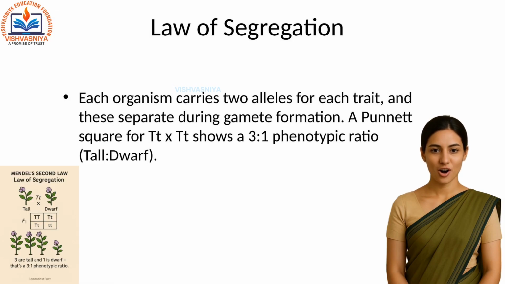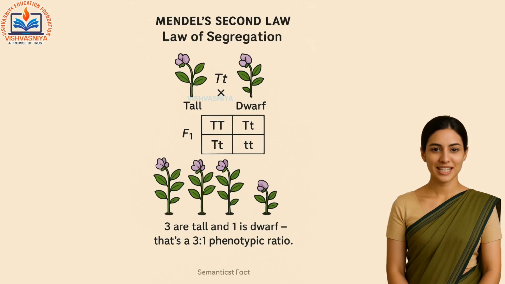Now the second law, law of segregation. Let's say both parents are hybrids, Tt cross Tt. Their children can be TT, Tt, or tt. If we use a Punnett square, the result is 1 TT, 2 Tt, 1 tt. So, 3 are tall and 1 is dwarf. That's a 3:1 phenotypic ratio.